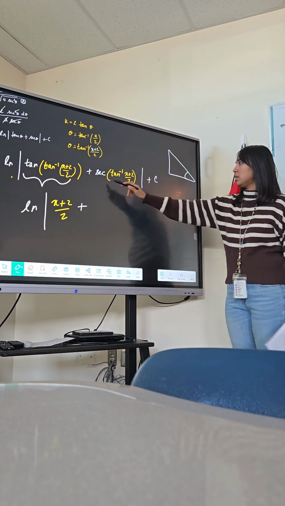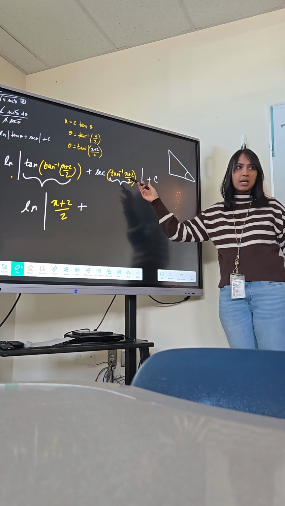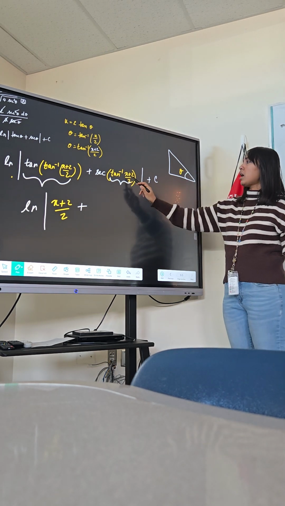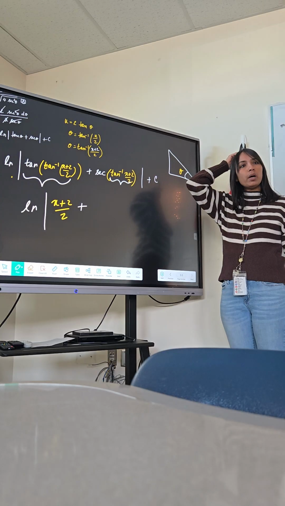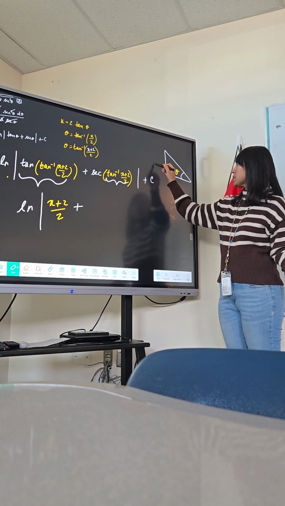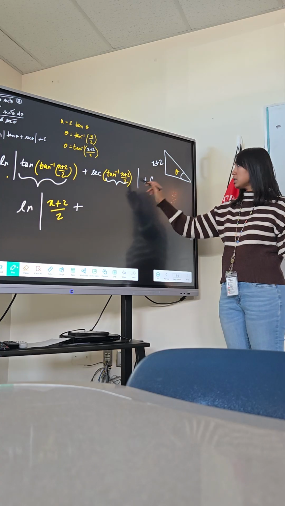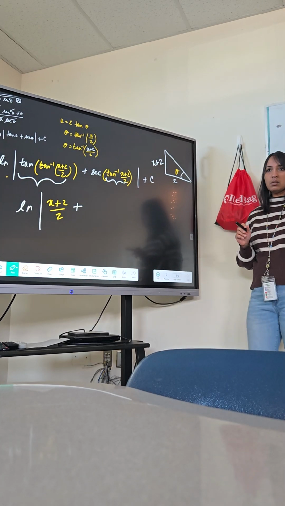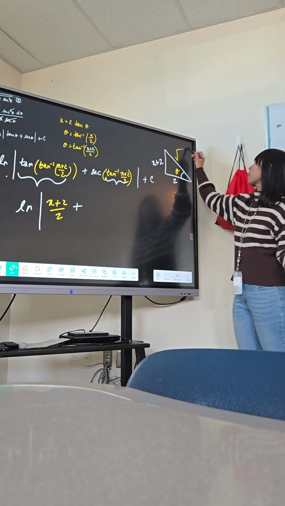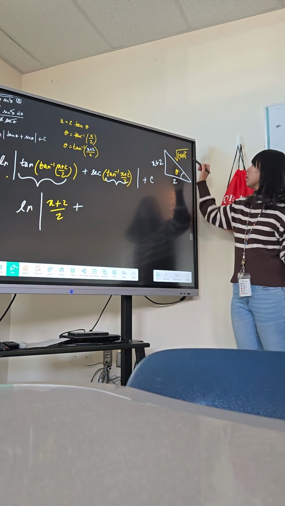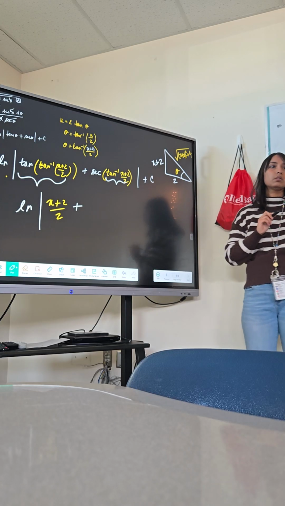I'm gonna call this whole thing theta because it's gonna return an angle regardless of what that theta is. Now, tangent inverse would be what? Opposite over adjacent. So this is opposite to theta, x plus 2. This is adjacent. Then we need to find our hypotenuse, which would be x plus 2 quantity squared, plus 2 squared, which is 4.